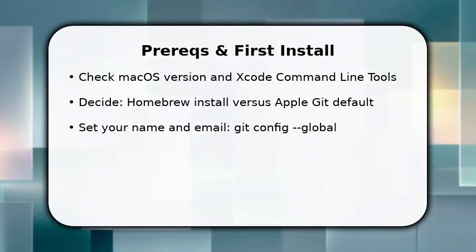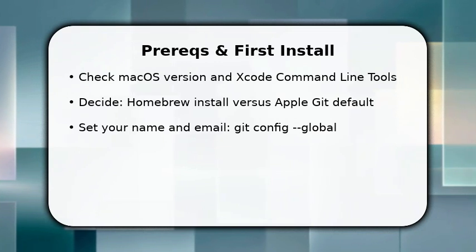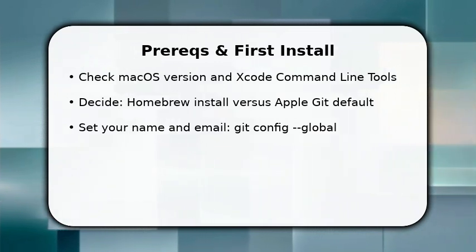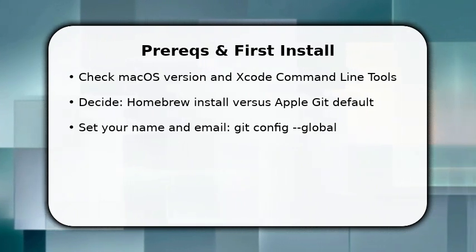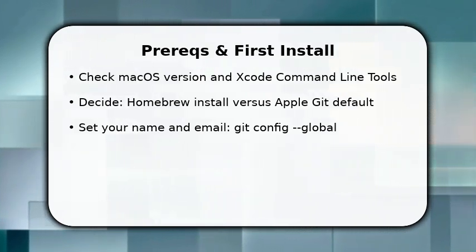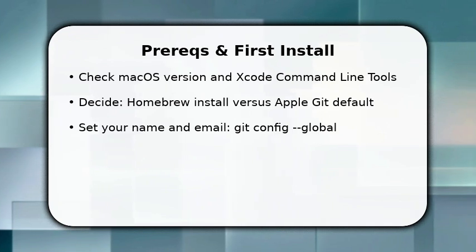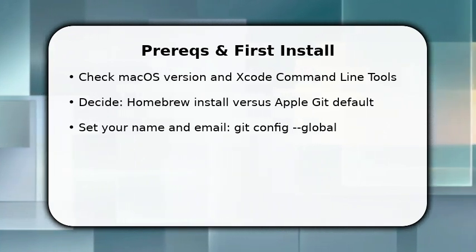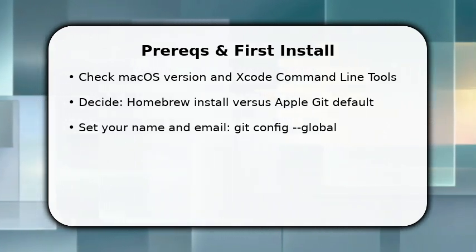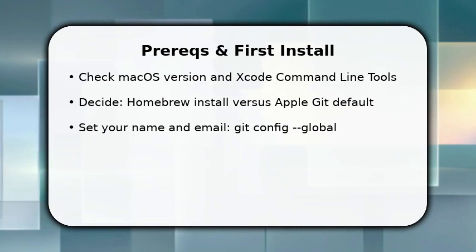You'll start by ensuring prerequisites: macOS up to date and Xcode command line tools installed, because Git needs developer tools. Once done, choose your install path. Use Homebrew for the latest Git or use Apple's bundled Git for simplicity. Run brew install git or xcode-select --install, and then verify with git --version.